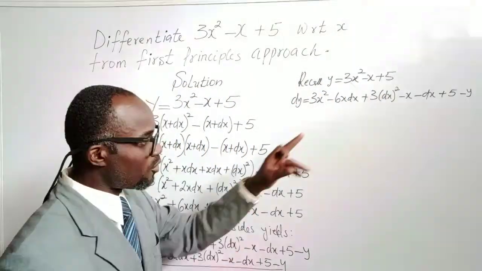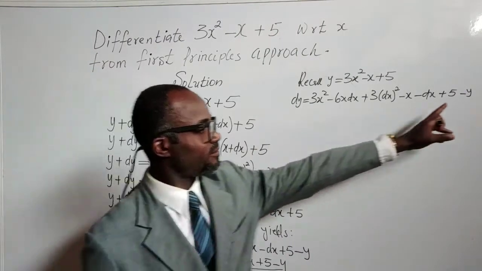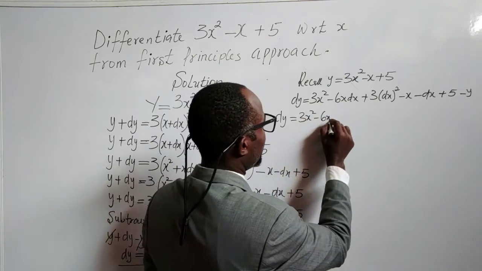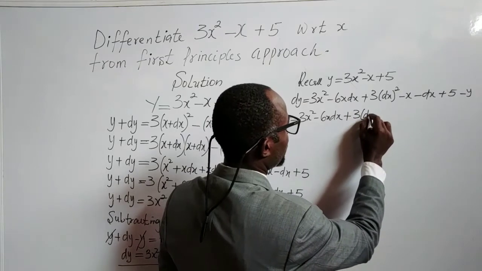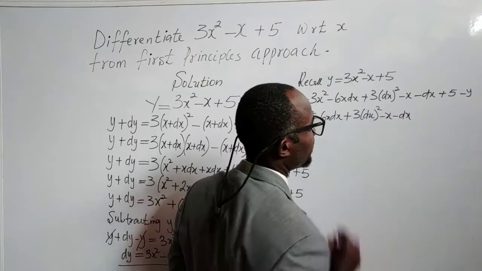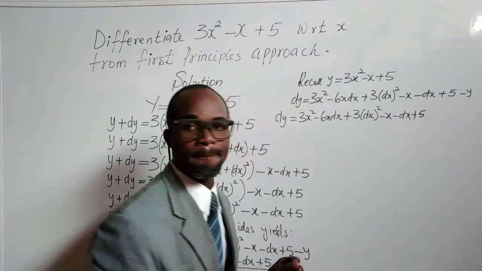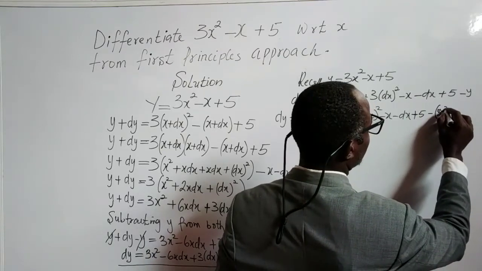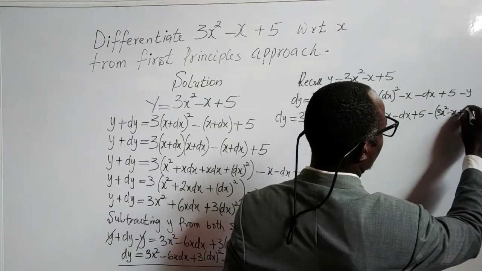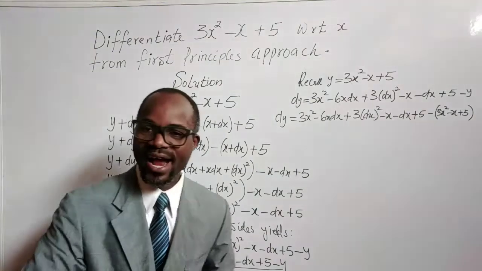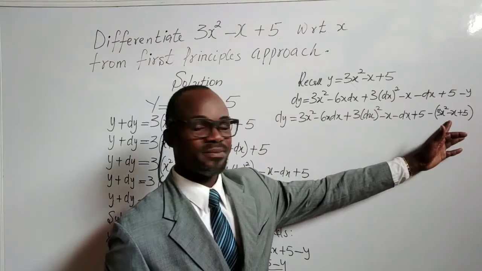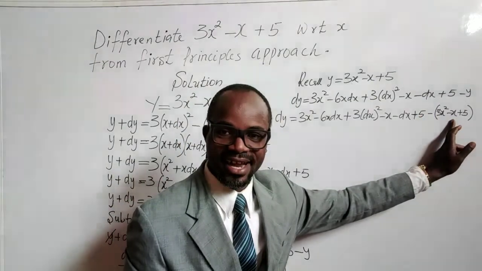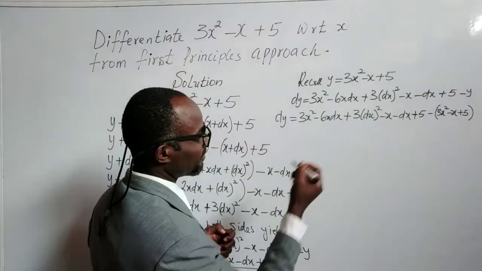Very, very interesting, right? So we're going to substitute the value of y. Y has been given as this. That's our next step now. dy is equal to 3x squared minus 6x dx plus 3 dx squared minus x minus dx, right? Plus 5. Okay? Plus 5 minus brackets, 3x squared minus x plus 5 bracket close. The question is, why should I put this in bracket? It's simply because of the presence of minus. Because minus is going to affect every term in the bracket. And then the result will show in the next step. So let's see how it's going to be.